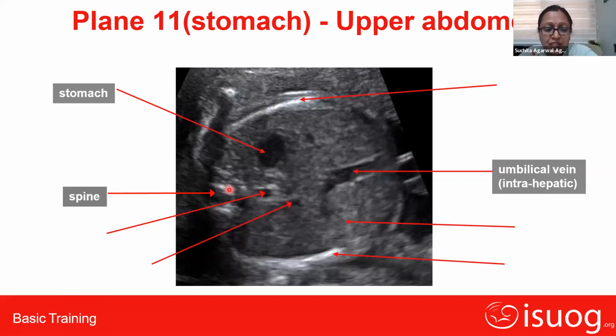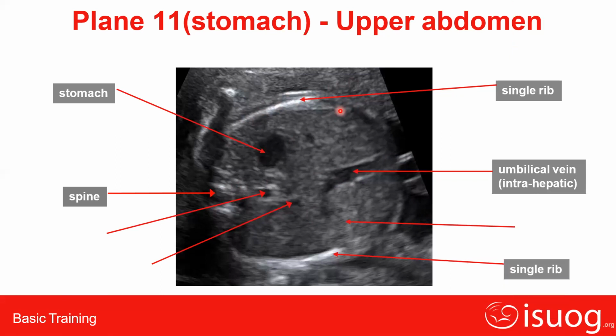Then spine, we have to see the spine. The spine, the 3 dotted structures are seen or not. Single rib. This rib on one side, it should be a single rib. It should not be multiple ribs. It should not be an oblique section. It has to be a perfect transverse plane. Then again, the single rib on the other side.